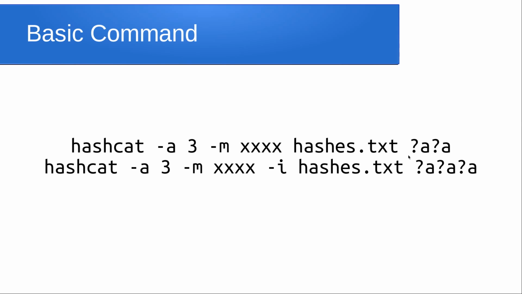The first line covers a two-character password. And in the next example, I've added -i, which is increment. So that covers everything up to three characters. So it'll do all one character, all two characters, then all three characters. So it literally follows the mask along.